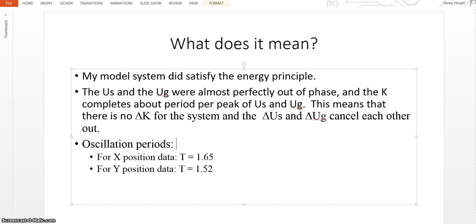So in conclusion, the data and the model both obey the energy principle and show that if no energy is added to the system, the change in energy is 0.